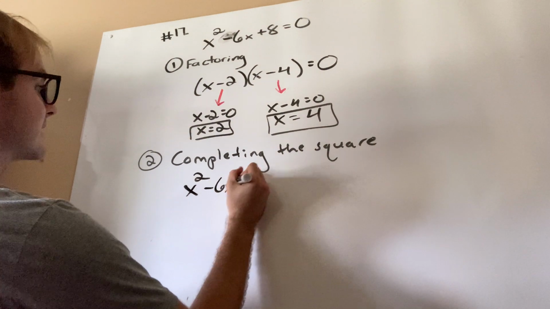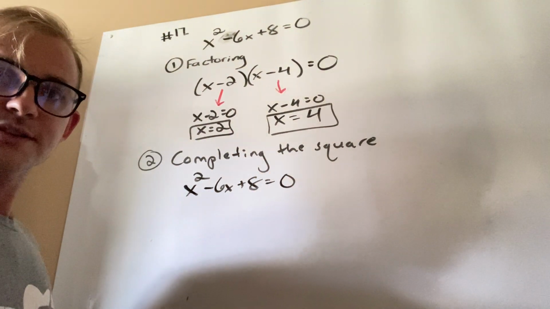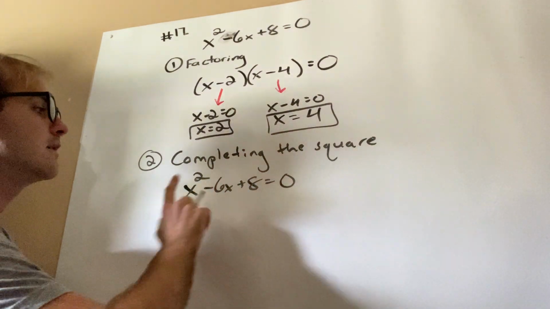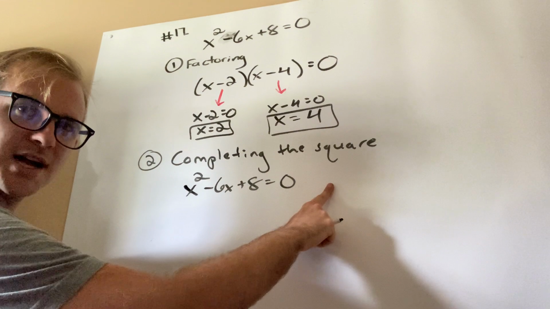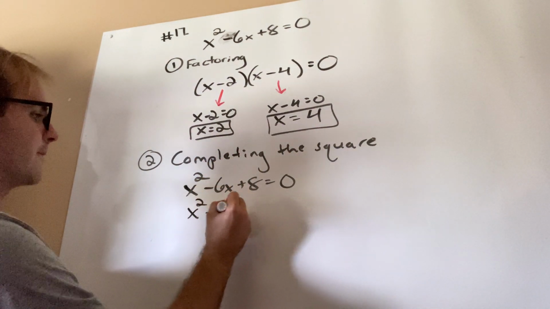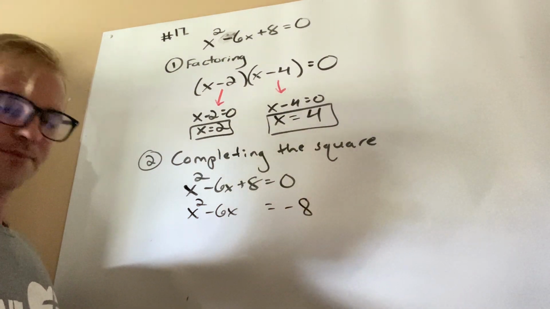x squared minus 6x plus 8 equals 0. Now, for completing the square, you want the x squared and the x's on the left, but you're going to want to move your constant, just like the plain old number, to the right-hand side. So let me do that now. Okay? So that's what I'm going to end up with.